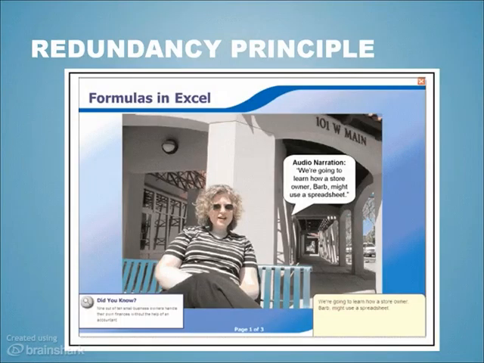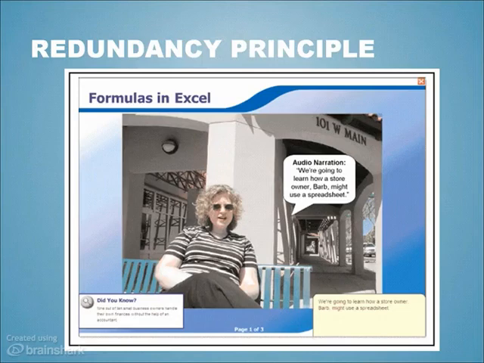The fourth principle is the redundancy principle. Redundancy refers to learning inefficiencies that result when we provide learners with too much information. The redundancy principle says not to add redundant on-screen text to narrated graphics. Research shows that learners might pay too much attention to the printed words and less attention to the accompanying graphics.